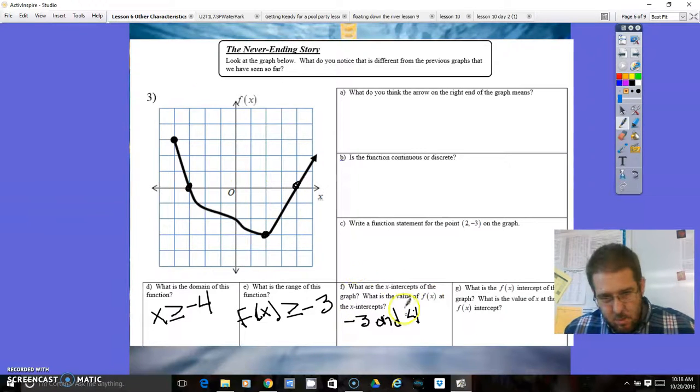It's 0. If it's an x-intercept, it's got to have an f of x of 0. That's the whole point. It has a height of nothing. What is the f of x-intercept? Ooh, that's this one. That would be at -2. There's only one of them.